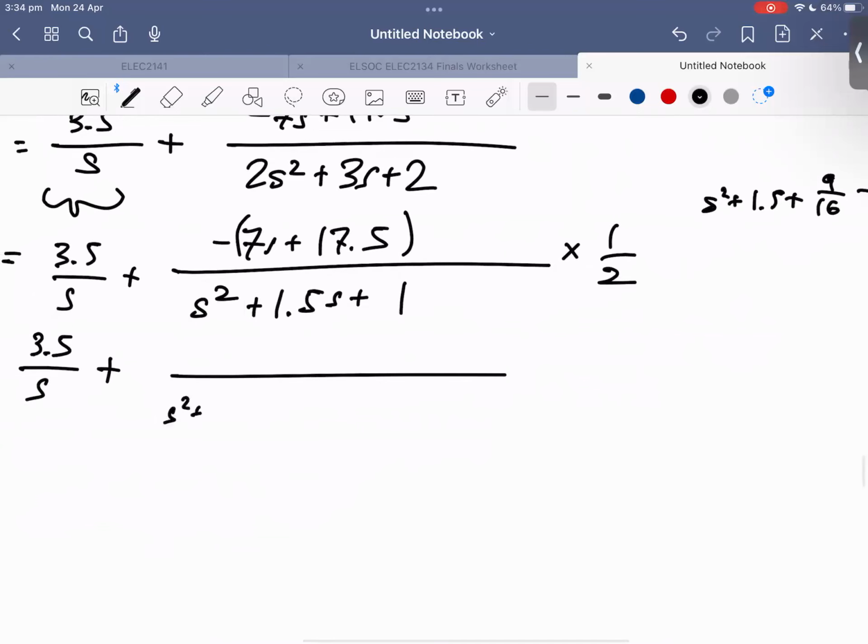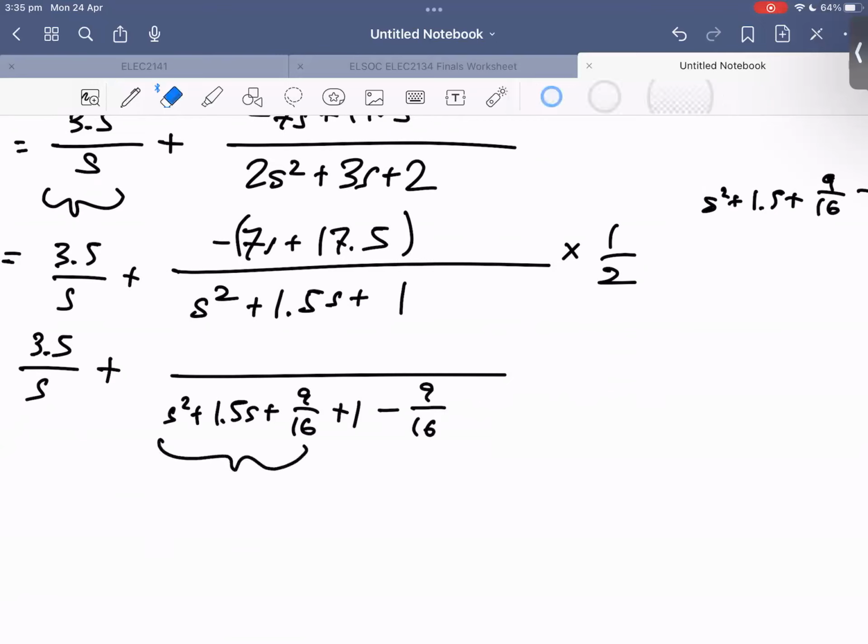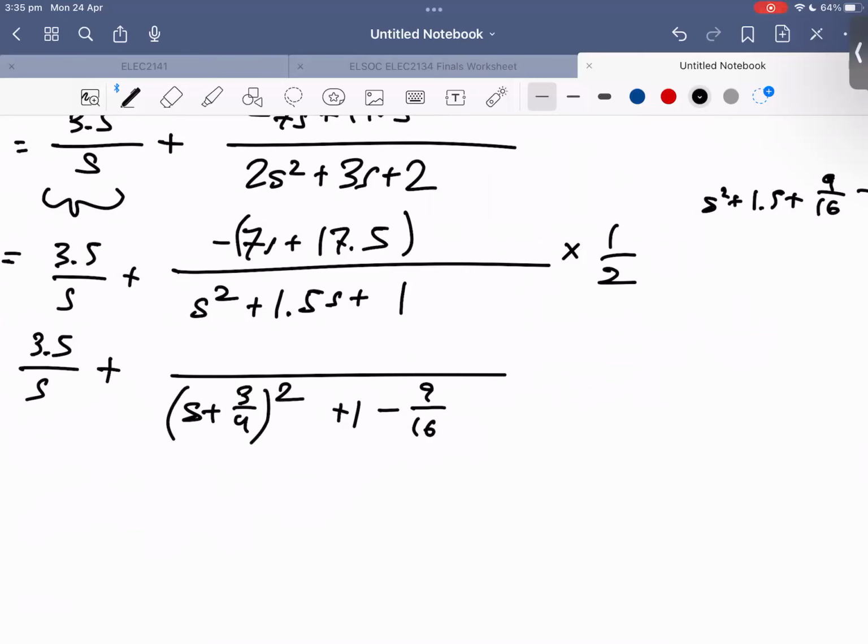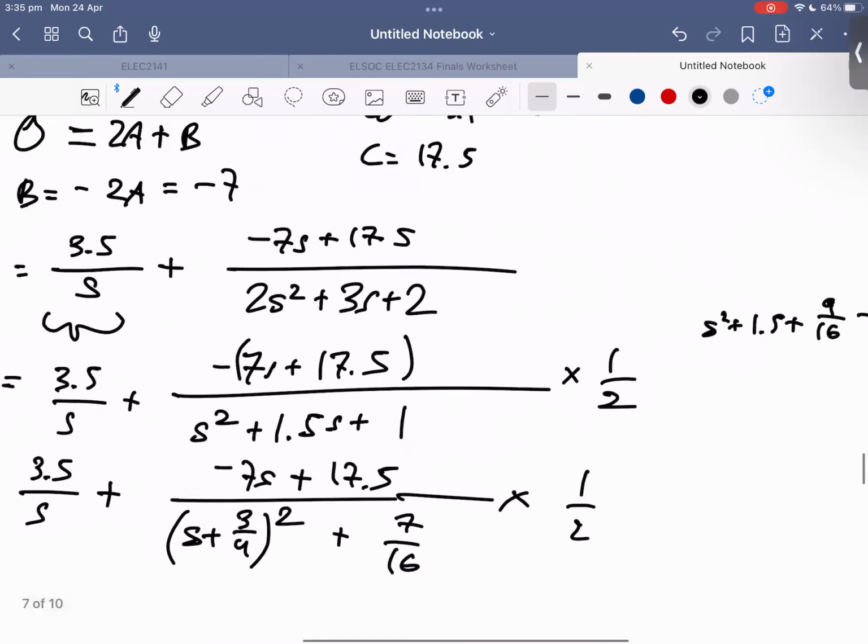So this is the same as S squared plus 1.5S plus 9 on 16 plus 1 minus 9 on 16, which I can go ahead and rewrite. Since this is a perfect square, I can rewrite that as S plus 1.5 divided by 2, which is 3/4, whole squared, plus 1 minus 9 on 16, which is 7 on 16. Cool. And then on the top, we have times a half, and then on top we have minus 7S plus 17.5.